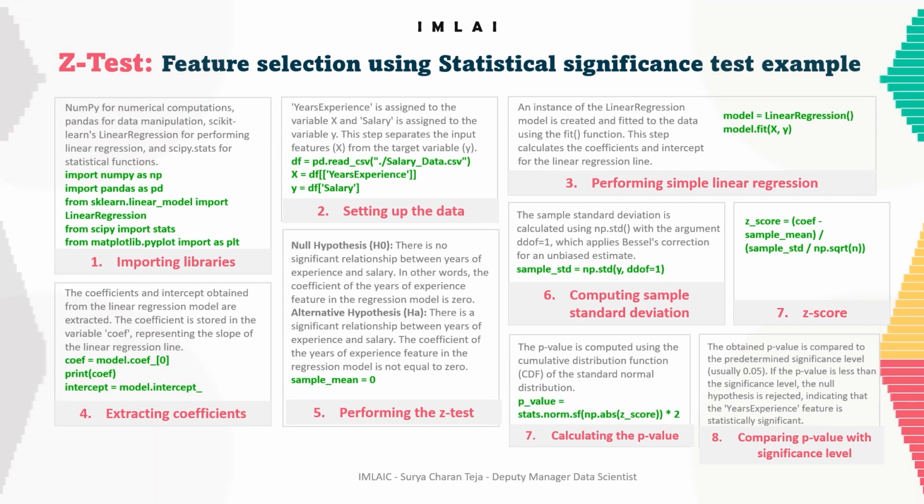Okay, brilliant. We have used the z-test and done the statistical significance test for the respective data, and we have concluded that the years of experience feature, as the p-value is greater than the significance level of 0.05, we failed to reject the null hypothesis, indicating that the years of experience feature is not statistically significant. So we say that we should not take it as a feature.